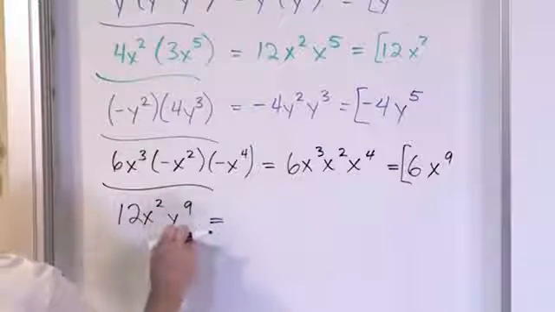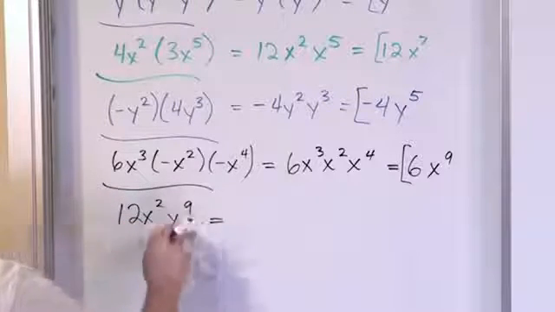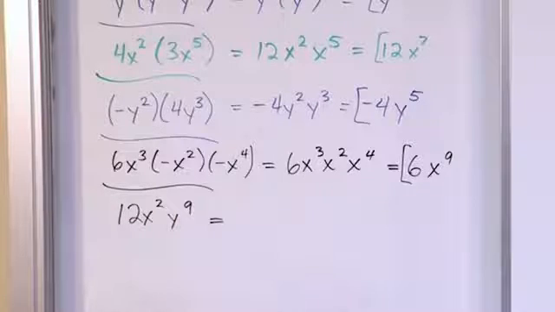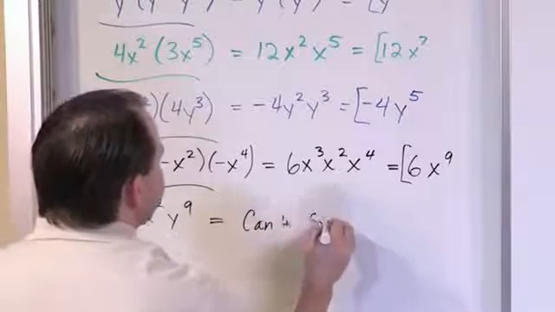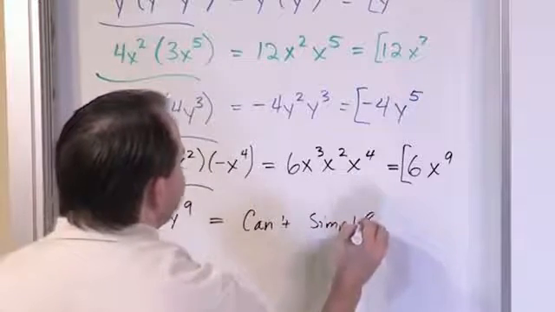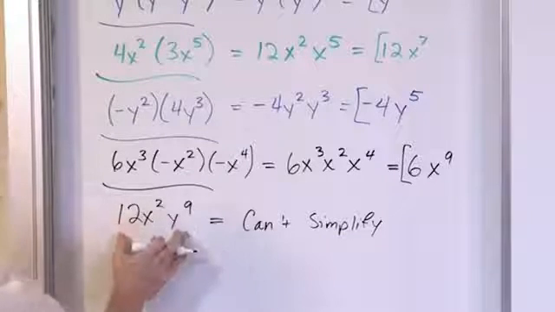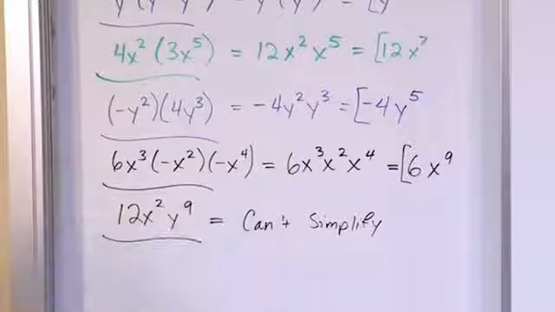These are different animals. This is x times x, and this is y times y times y, all the way doing it 9 times. There's no way to combine x squared and y to the 9th. So you just say can't simplify. Or you could just write already simplified or already simple form. You can't do anything more with it. This is it. You can't simplify this anymore because you can't combine things that are different.